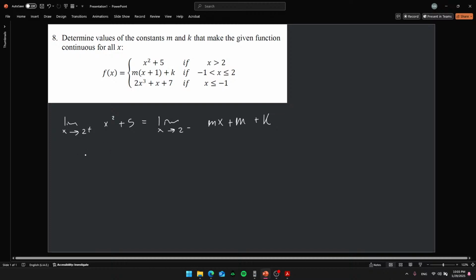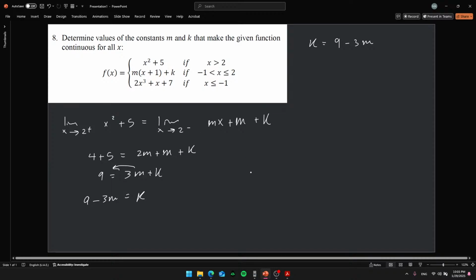So substitute 2. So I get 4 plus 5 equals, substituting 2, 2m plus m plus k, so 9 equals 3m plus k. So k is equal to 9 minus 3m. So we got an equation for k, which is 9 minus 3m.